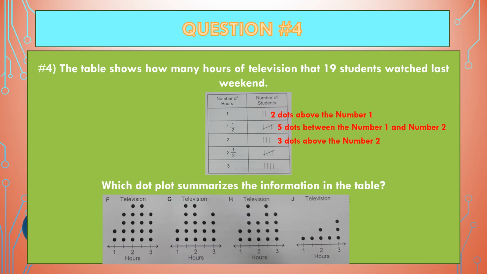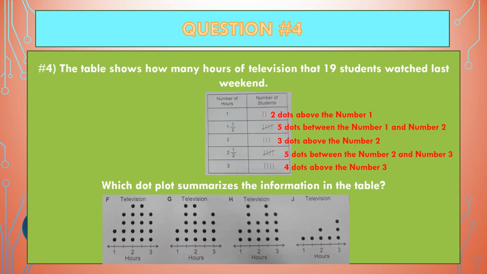The next line says 2.5, and there are 5 tally marks there. So there should be 5 dots between the numbers 2 and 3 on that dot plot. Finally, there are 3 hours. So there were 4 students that watched television for 3 hours. So there should be 4 dots above the number 3 on one of those dot plots below.